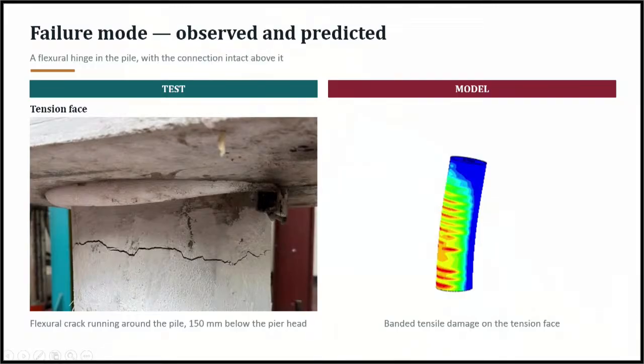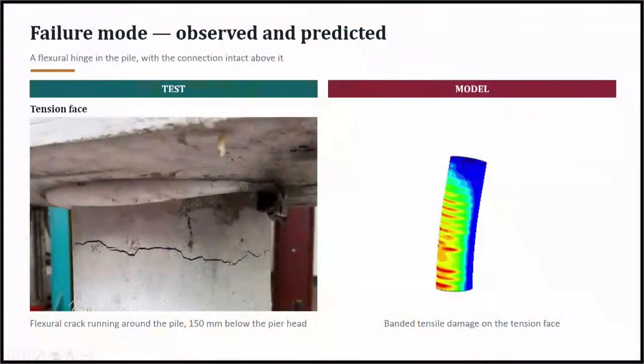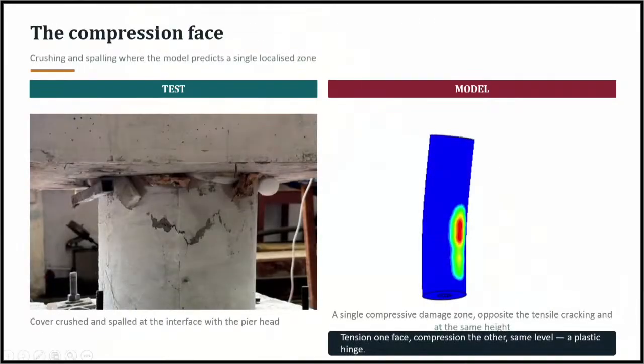So in the numerical analysis, you can see tensile bands developing in the pile, replicating the exact scenario at the designated locations. So here's the compression localized area as well. So this is another good example to validate our numerical model.